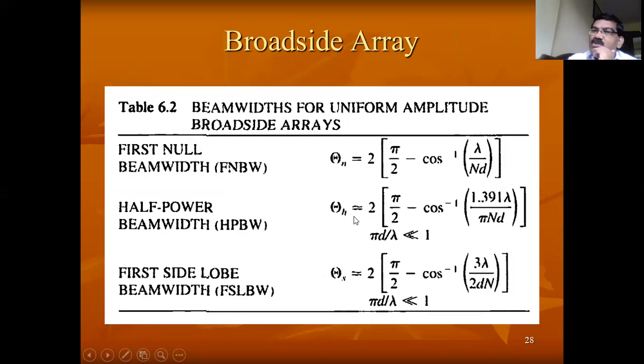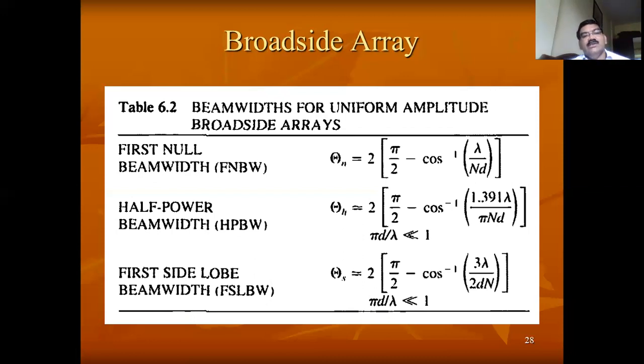Again, beam width from the uniform amplitude broadside array. So here first null beam width, the basic parameter if you have gone through, is where the major lobe meets, and this is the point where you can find the angle. So this is the first null beam width, given by this formula. Half power beam width, if you are taking it normalized, you multiply by 0.707, and if you take that point and put the angle there, this is the half power beam width.